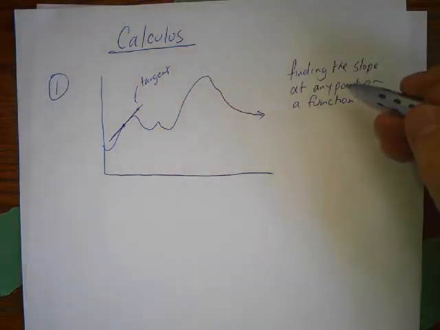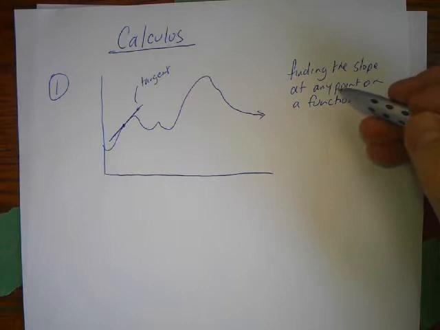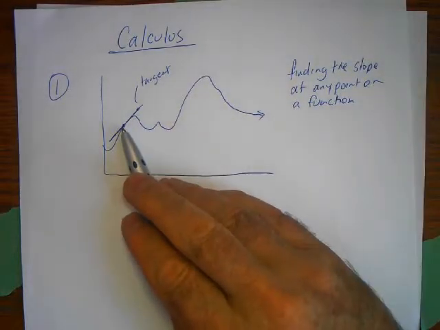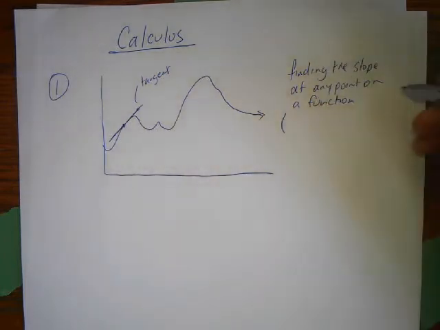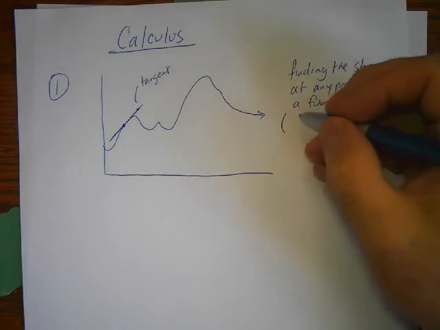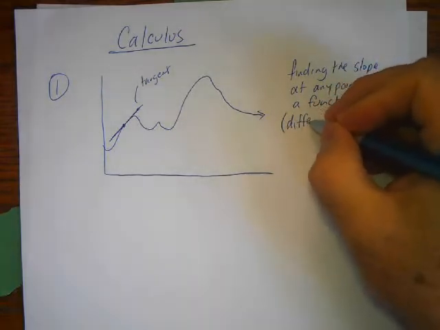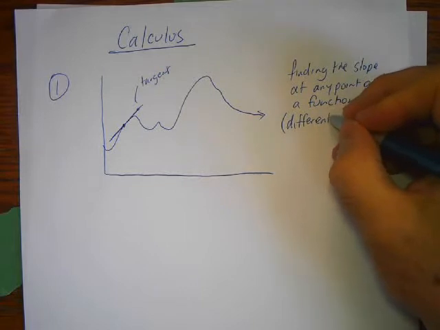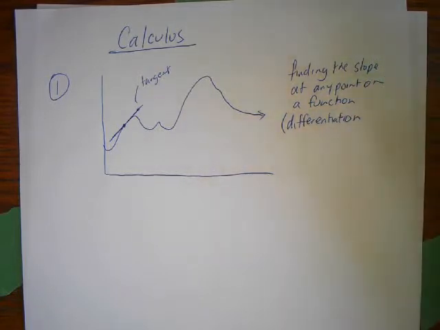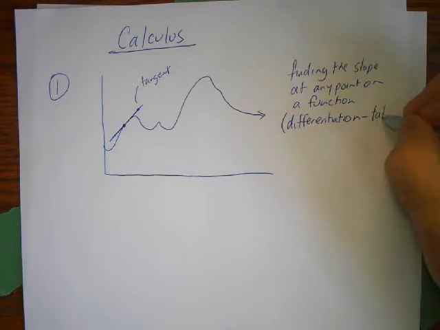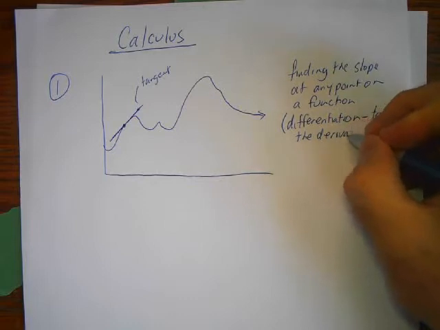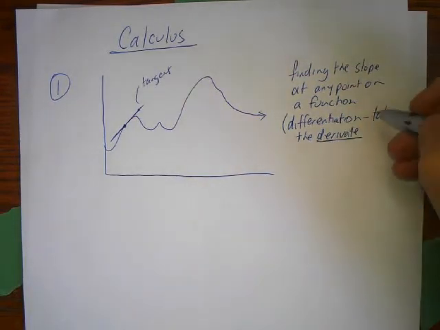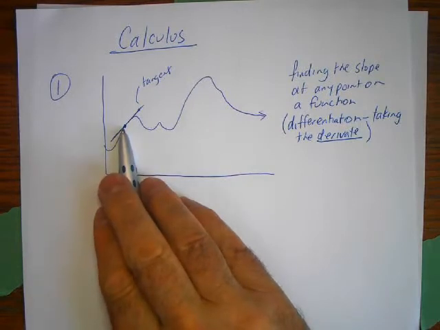Now we actually take it a little bit farther too. Before I say that, what we're doing here, finding the slope at any point of a function, we call differentiation. We don't often use that term. A lot of times we'll just say taking the derivative. So that's the key word here, derivative or differentiation. If we take the derivative at that point, we basically get the speed.